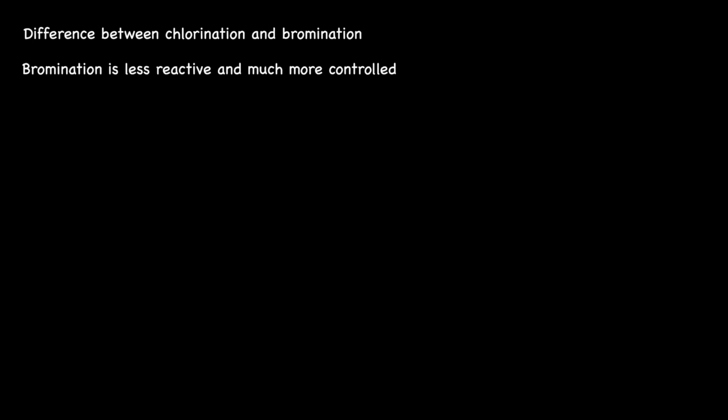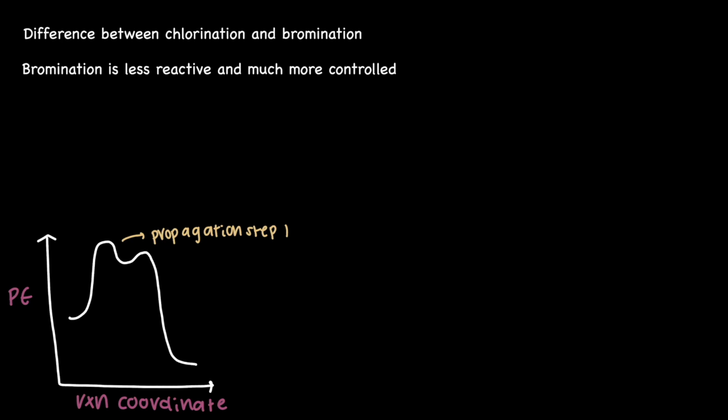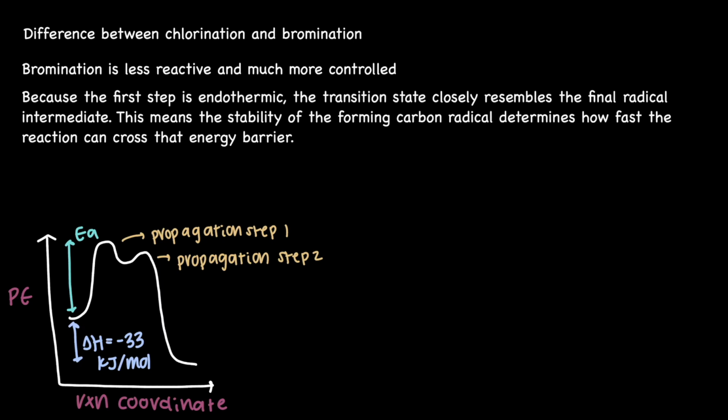Bromination is less reactive and much more controlled. Bromination is slower than chlorination because its first propagation step is endothermic. This endothermic step causes the activation energy to be much higher. Note that the overall net reaction from both propagation steps combined is still exothermic, but that difficult first step changes everything. Because the first step is endothermic, the transition state closely resembles the final radical intermediate. This means the stability of the forming carbon radical determines how fast the reaction can cross that energy barrier.